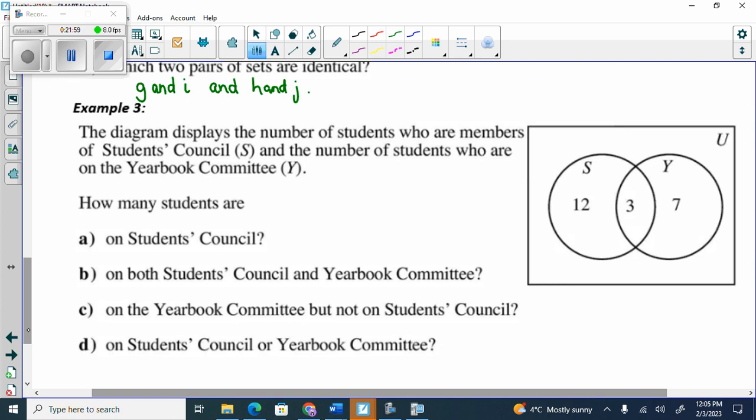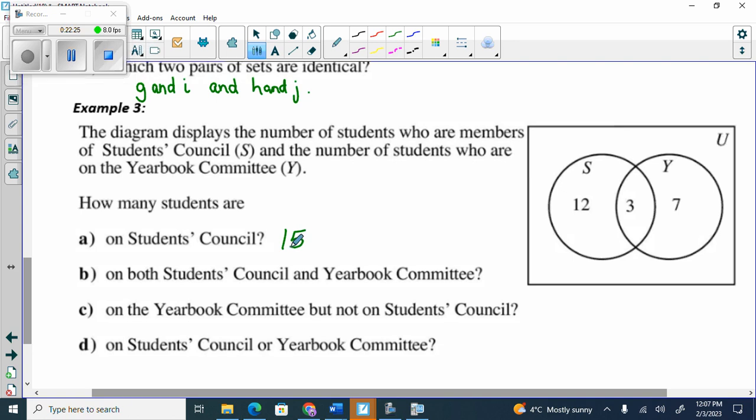Try this one out. See if you can answer it. The diagram displays the number of students who are members of student council and the number who are members of the yearbook committee. How many students are on student council? Does it say student council only? No, it says student council. So if it falls in the student council circle, I count it, correct? So what am I going to add together? The 12 and the 3. So your answer is 15.